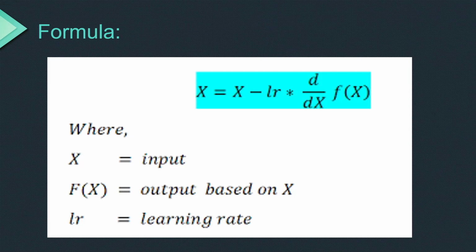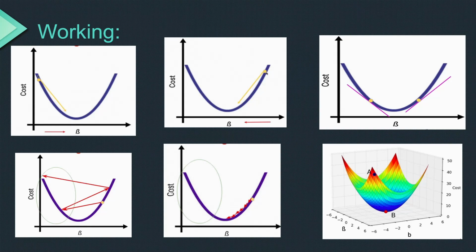The working of the gradient descent: whenever the learning rate is low, the learning process of the model is slow. If the learning rate is very high, we will overshoot and it will miss the local minimum point. If it is the optimized value, then we will reach the minimum point.